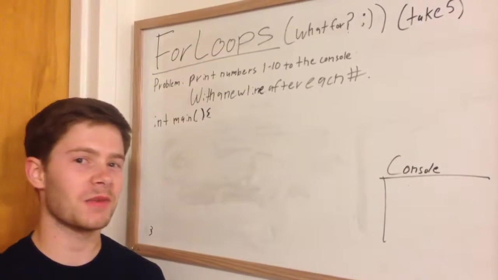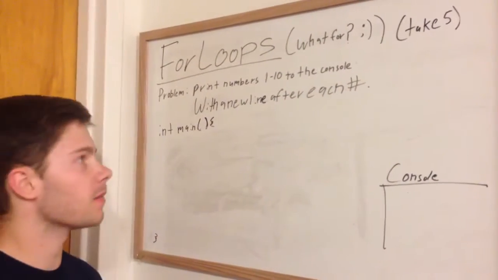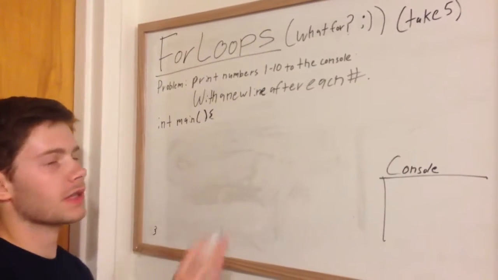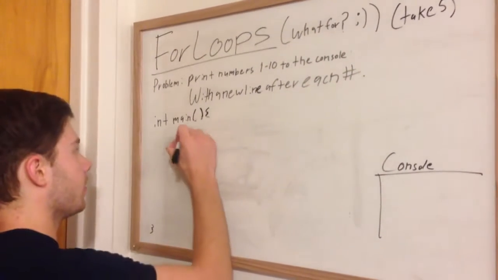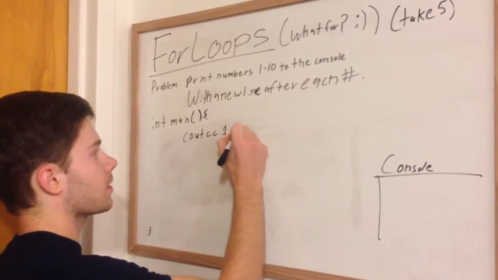Alright, today I'll be teaching you about for loops. We'll start by presenting you with this extremely simple problem. I want you to print the numbers 1 through 10 to the console. Normally we would approach this problem by just counting each number individually, like so.